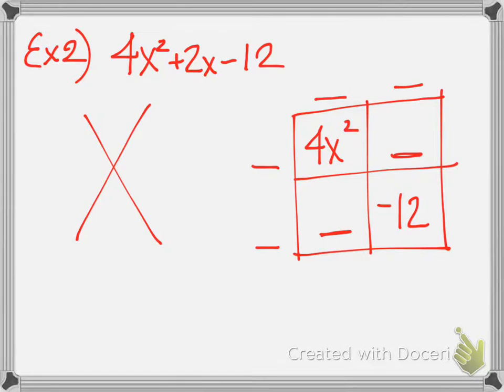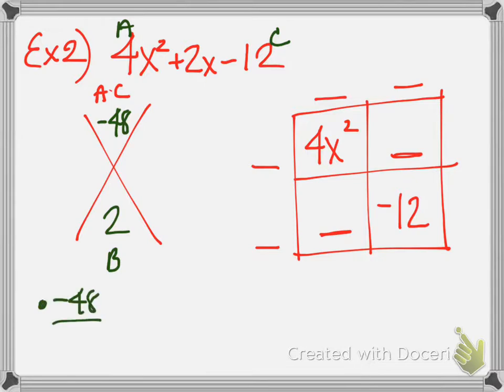Okay. So, what do we do? A times C. Let me switch colors here. Here's A, here's C. 4 times negative 12 is negative 48. Take B, put it in the bottom. Here's a 2. So I need two numbers that multiply to negative 48 and add to 2.